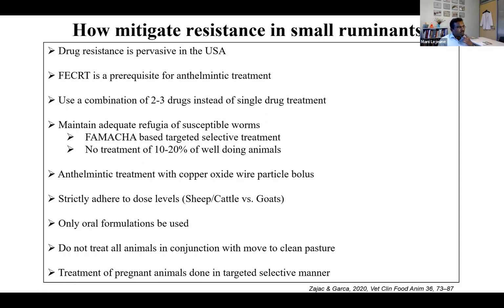that is not scoring about 3 in the FAMACHA chart. Or on the other hand, you can treat all animals except 10 to 20% of the well-doing animals, so that kind of maintains this refugia.